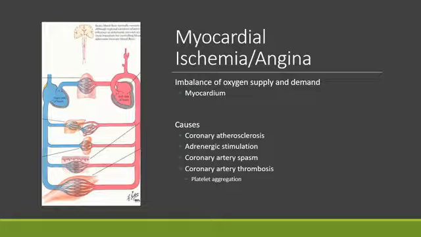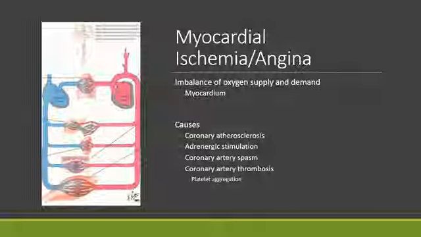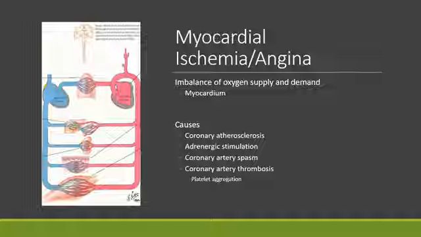Now, when we have that imbalance, it can be caused by a variety of different reasons. We can have an imbalance because the heart is working excessively hard and using more oxygen than it can get, or maybe the supply component is being impaired. So, some of the potential causes: we can have coronary atherosclerosis, that's going to impair the supply part. We can have excessive adrenergic stimulation, that's certainly going to impact the demand component. We can have coronary artery spasm, coronary artery thrombosis, platelet aggregation, etc. Those are both going to impact the supply component.